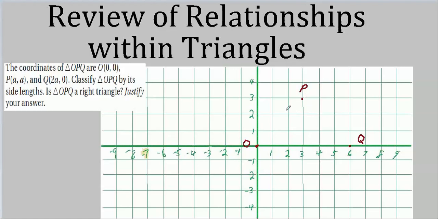Maybe we should connect these to form a triangle and see how it looks. Well, if we connect it up, it certainly looks like an isosceles triangle to me. But they ask us to justify our answer, and I don't think saying it looks like an isosceles triangle to me would be considered a legitimate answer.